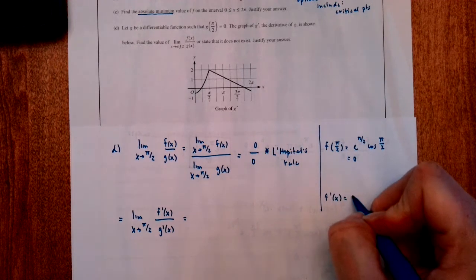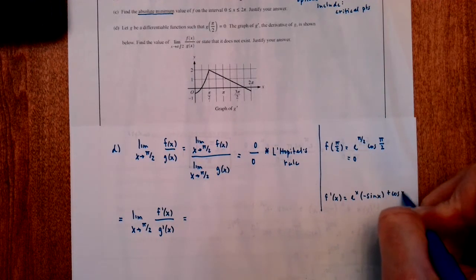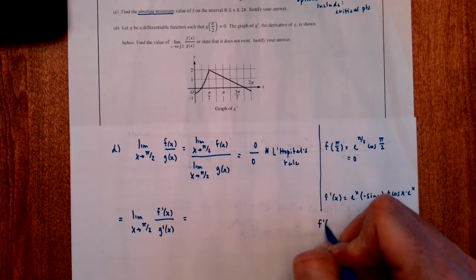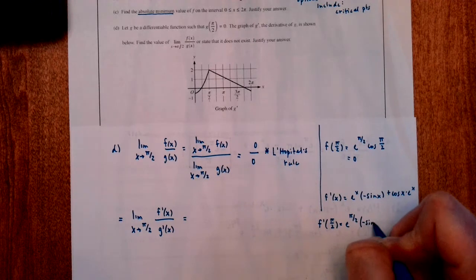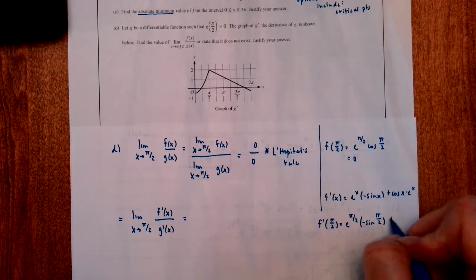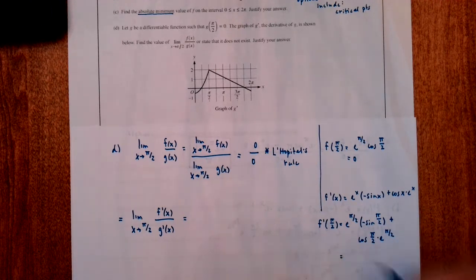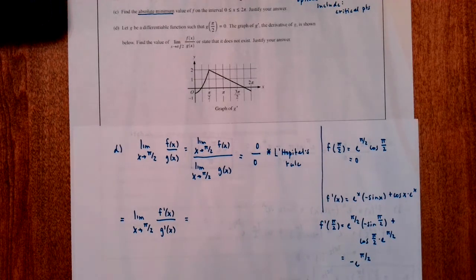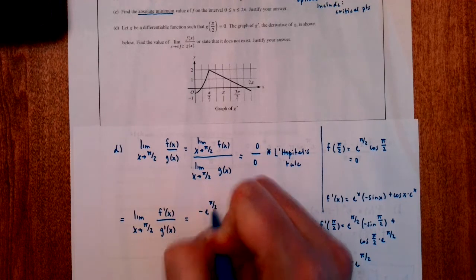F prime of x was e to the x times negative sine of x plus cosine of x times e to the x. So now f prime of pi over 2 is e to the pi over 2 times negative sine of pi over 2 plus cosine of pi over 2 times e to the pi over 2. So what do we get? Sine of pi over 2 is 1. This negative makes that negative 1, so I get negative e to the pi over 2. And cosine of pi over 2 is 0, so that term goes away. So in my numerator, I have negative e to the pi over 2.